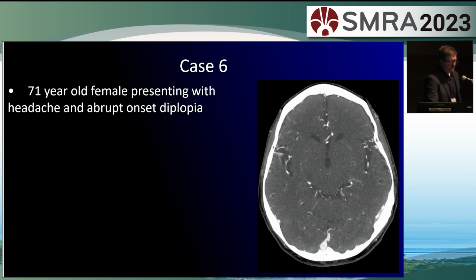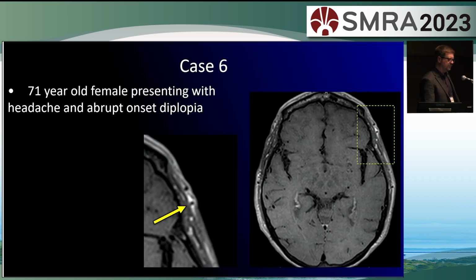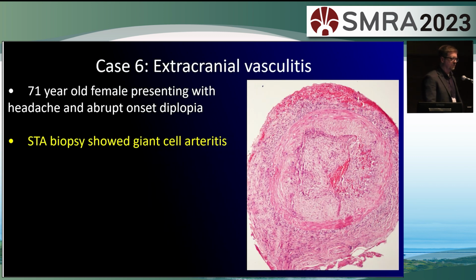And then the last case: a patient recently presented with a stroke workup, initially thought to be negative, but irregularity in the STAs was confirmed to be enhancement, and an STA biopsy for vasculitis showed giant cell arteritis.